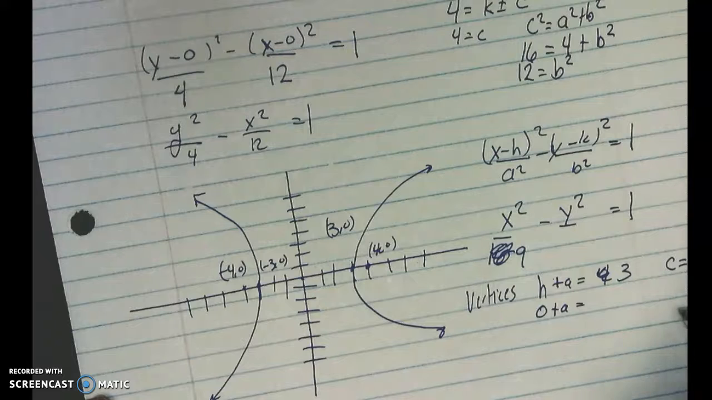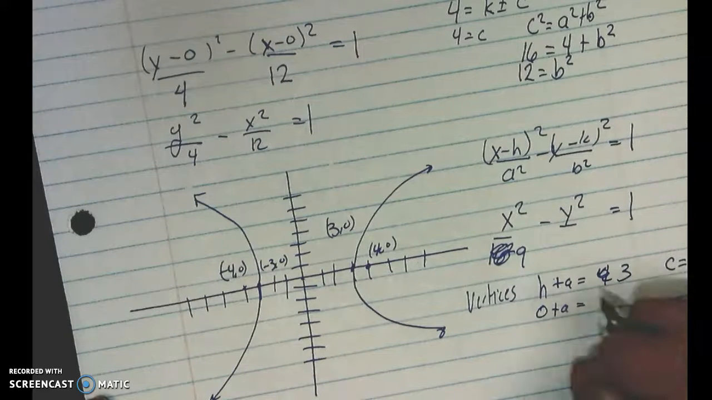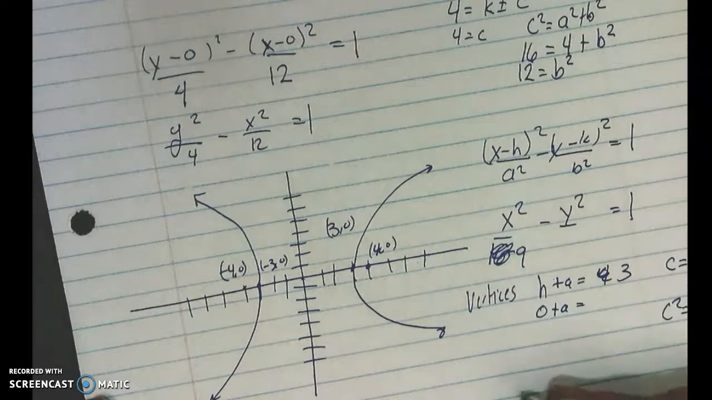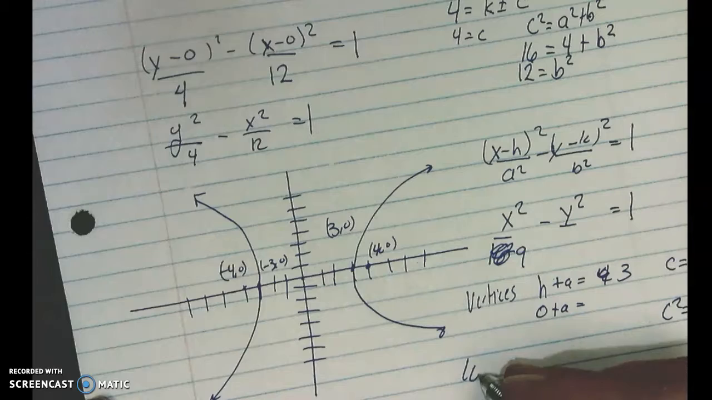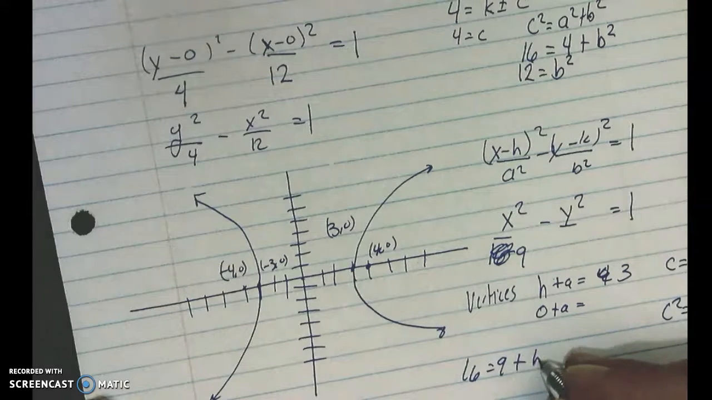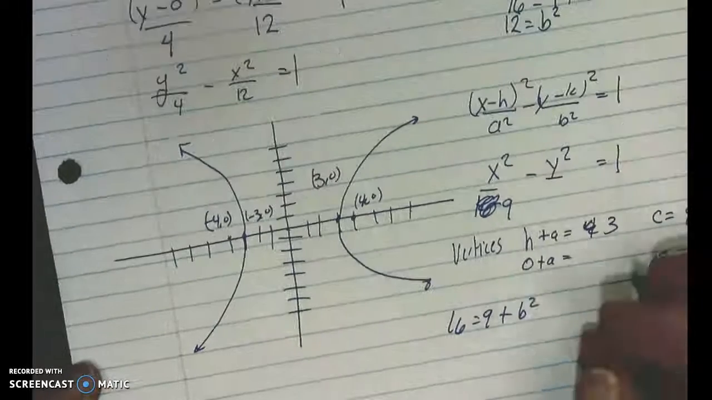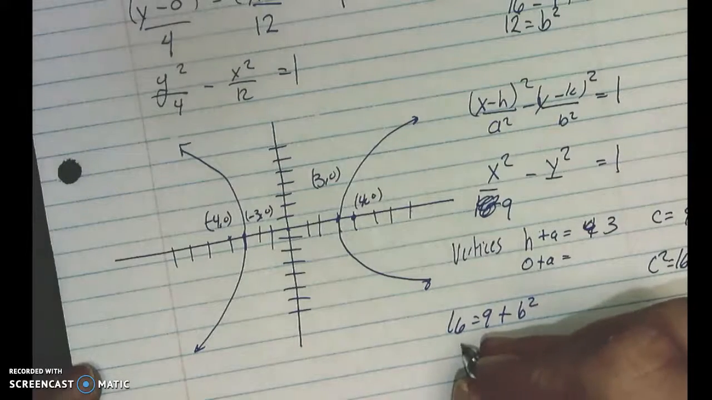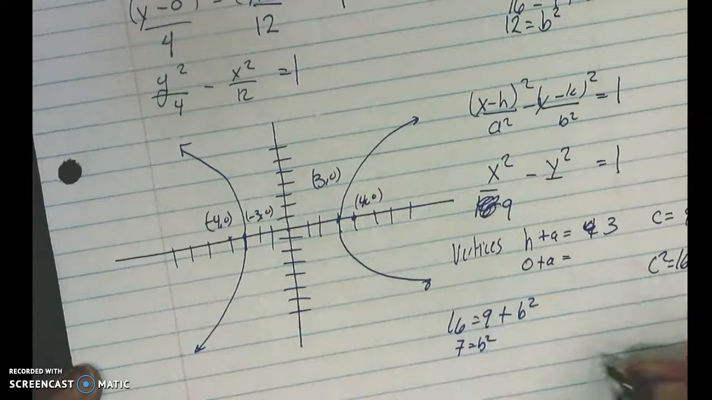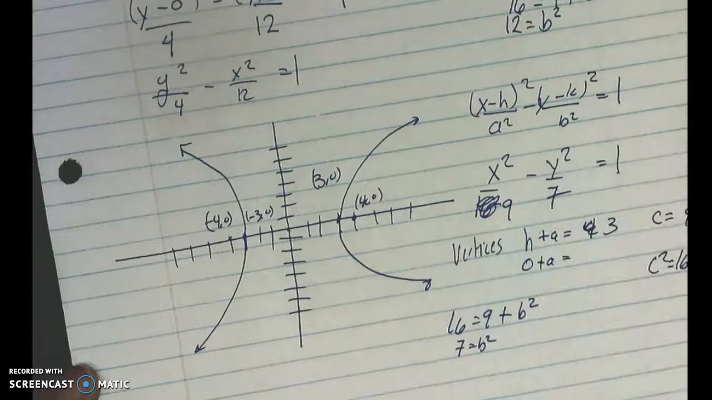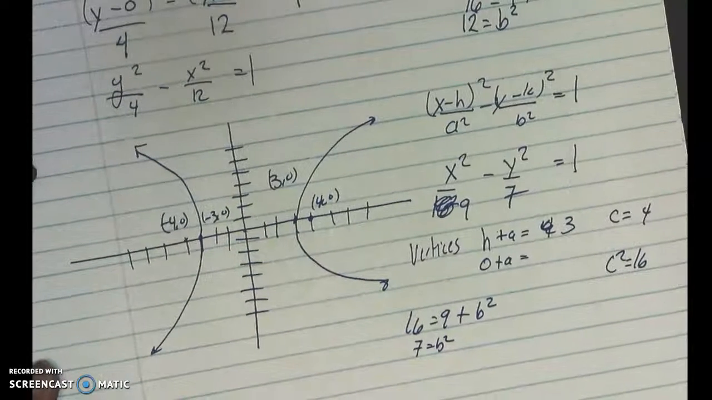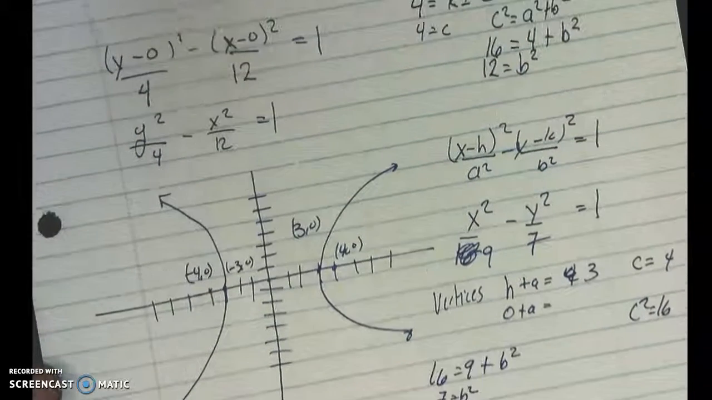and so that means that c squared is equal to 16. I gotta kind of hurry because I'm running out of time. So I'm going to have 16 is equal to 9 plus b squared. So I subtract the 9, that gives me 7 is equal to b squared. So then I just shove that right into there, and I have my answer. Okay?